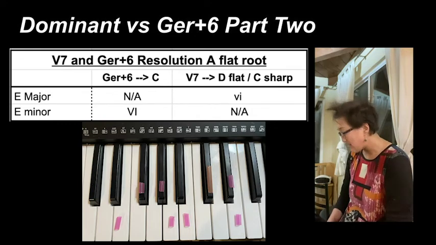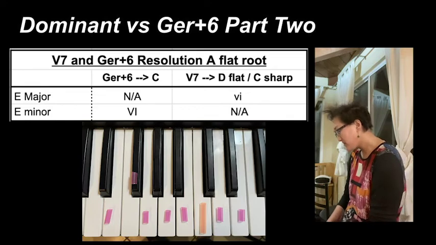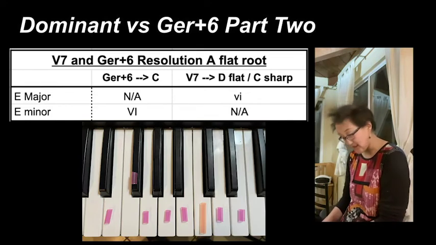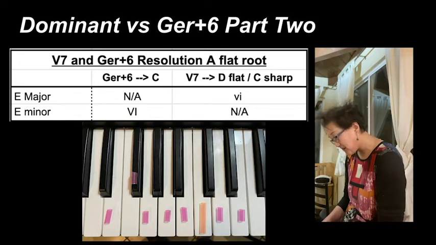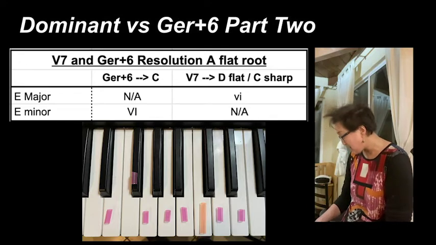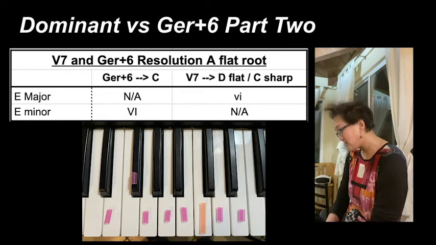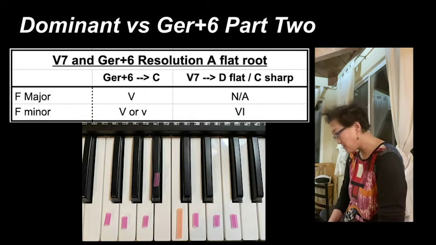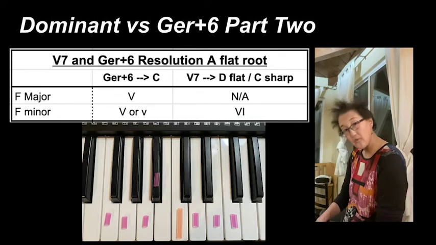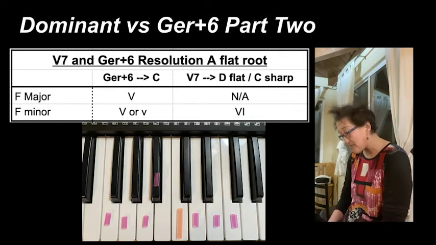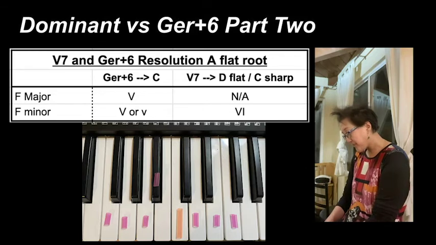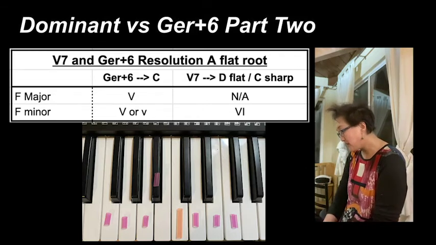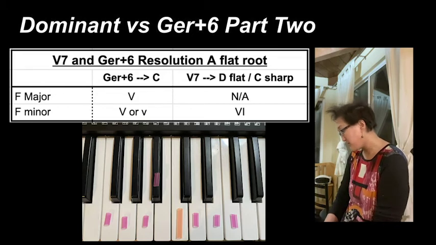Okay, and how about E minor? Now we have the major 6 available, the big 6. So we've got the German of big 6. All right, here we go. F major. We have C is the 5 of F. So therefore, we've got the German of 5.